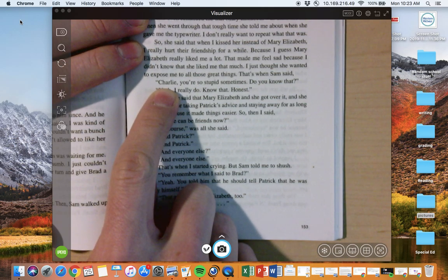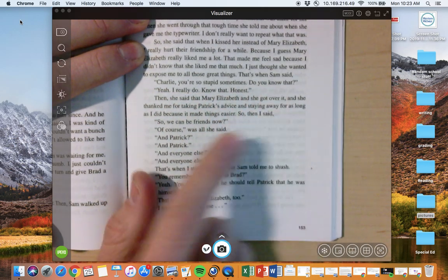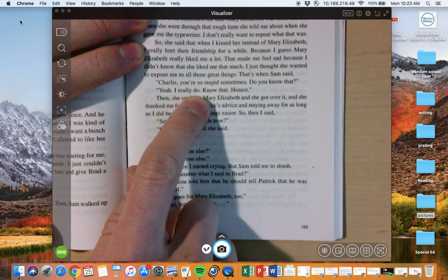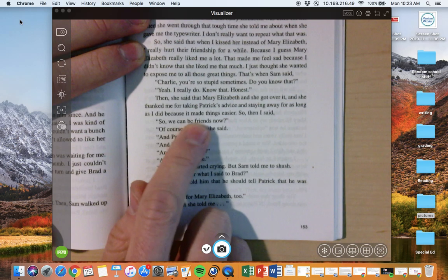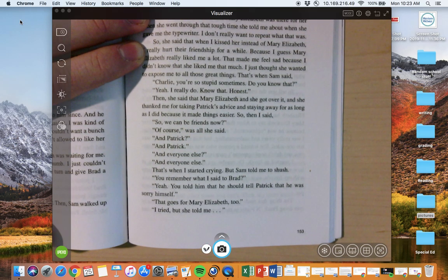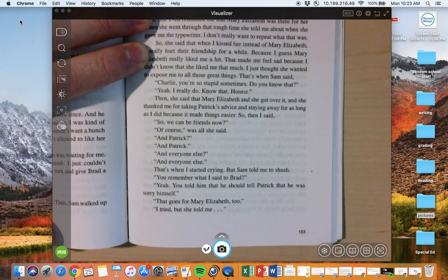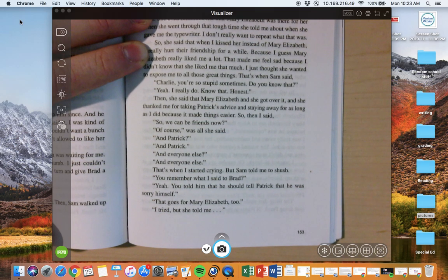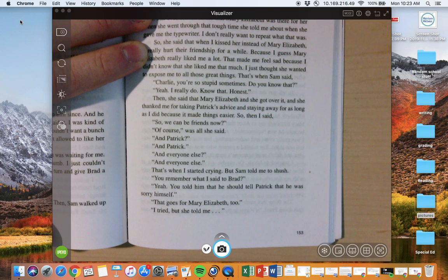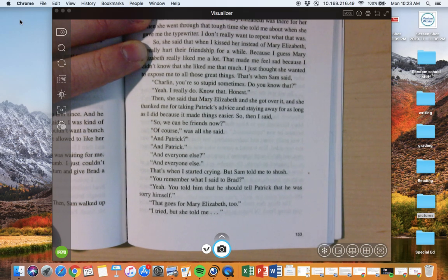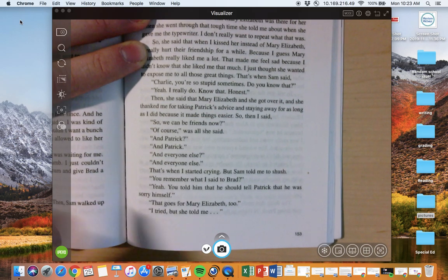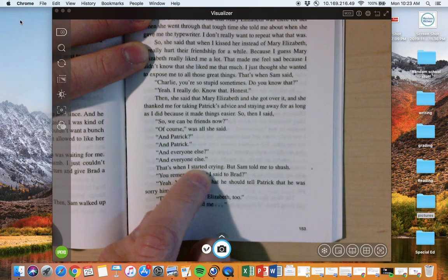And Sam says, "Charlie, you're so stupid sometimes. Do you know that?" Charlie says, "Yeah, I really do know that, honest." Then she said that Mary Elizabeth and she got over it, and she thanked me for taking Patrick's advice and staying away for as long as I did because it made things easier. So then I said, "So can we be friends now?" "Of course," was all she said. "And Patrick?" "And Patrick." "And everyone else?" "And everyone else." That's when I started crying. But Sam told me to shush.